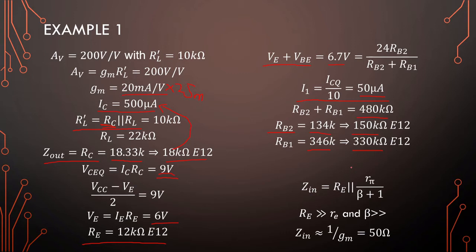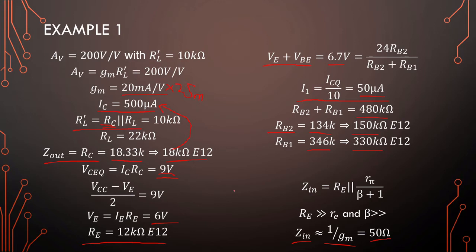Okay, now on to the admin. If we assume RE is much greater than small re, and we can see 12 kilo ohms is a very large value, it will easily be greater than our re over here. And if we assume beta is very large, our input impedance tends to be 1 over the transconductance, and that is about 50 ohms for this problem. So there we have our output impedance and our input impedance.